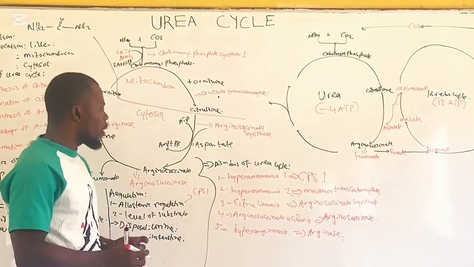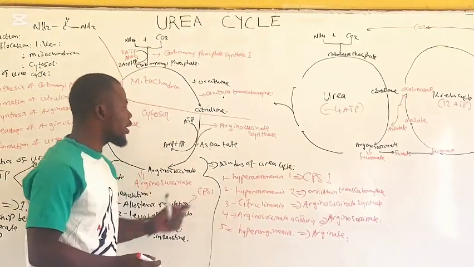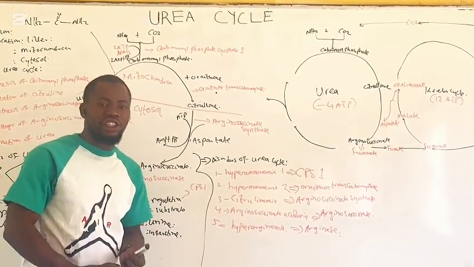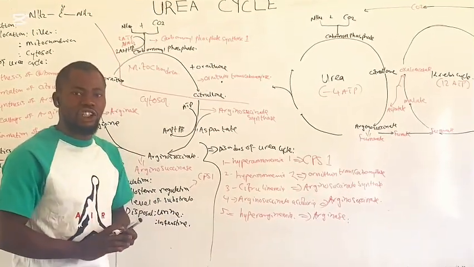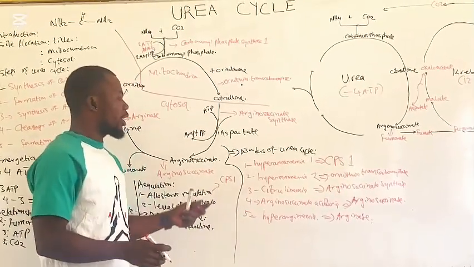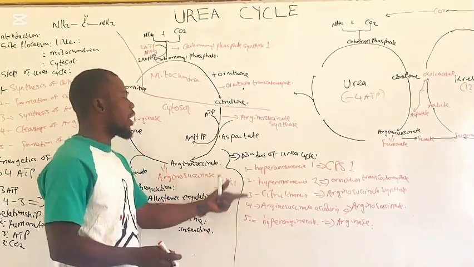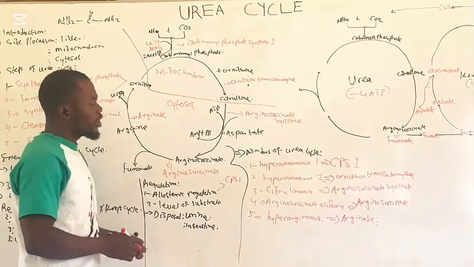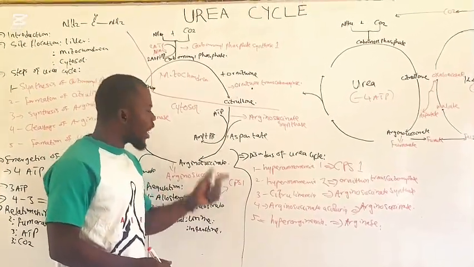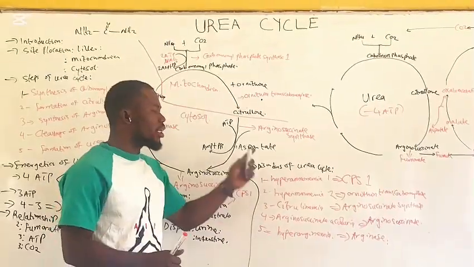So these are the common disorders of the urea cycle and the enzyme deficiencies that lead to them. The common symptoms of these disorders include vomiting, lethargy, mental retardation, and also ataxia. In some critical conditions, it can lead to coma and death. Again, the degree of severity depends on the type or the location in which the deficiency occurs.